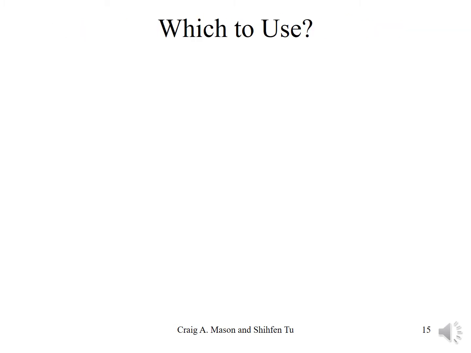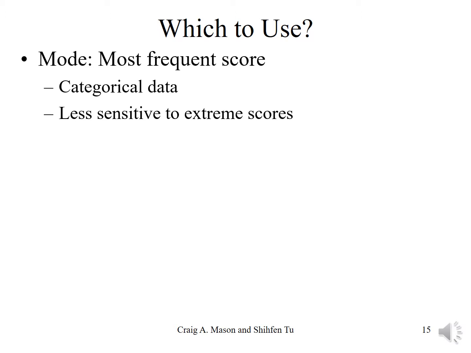So that's the mean, median, and mode. Now the important question, which one or ones should you use? Well, it depends. For example, if you have categorical data, you don't have much of a choice. The mode is the only one of the 3 that's applicable for categorical data.